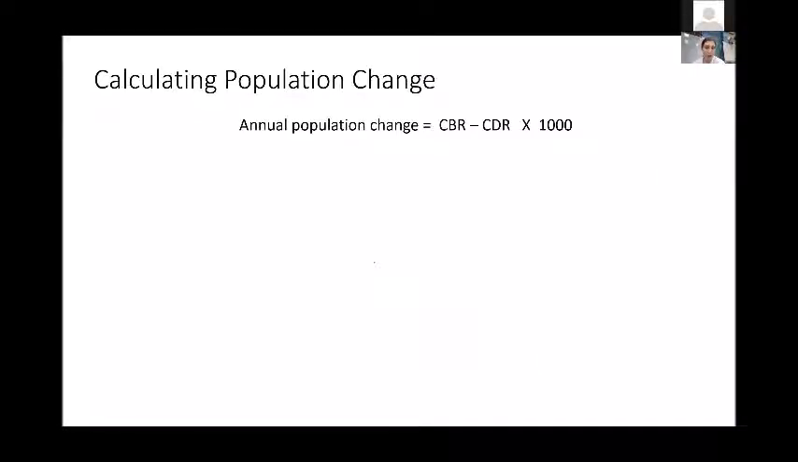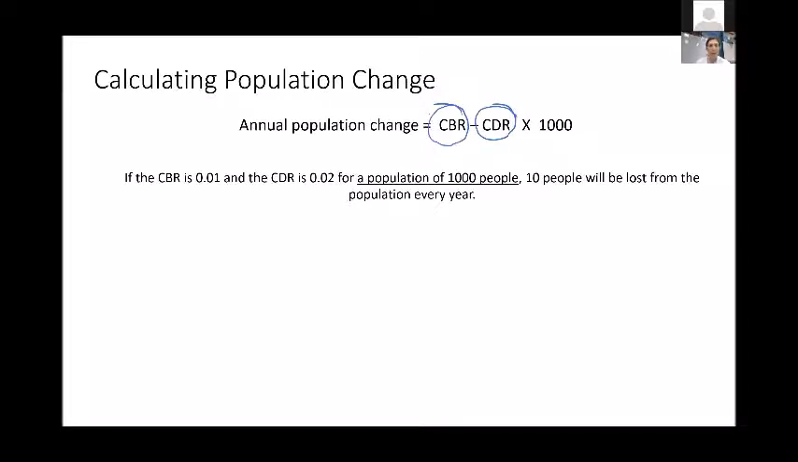Annual population change is when we take that crude birth rate and subtract the crude death rate and multiply that by 1,000. So if the crude birth rate is 0.01 and the crude death rate is 0.02 for a population of 1,000 people, that means that 10 people will be lost from the population each year. Another way that we can think about this is that the rate of change, the population growth rate, is equal to the birth rate minus the death rate.